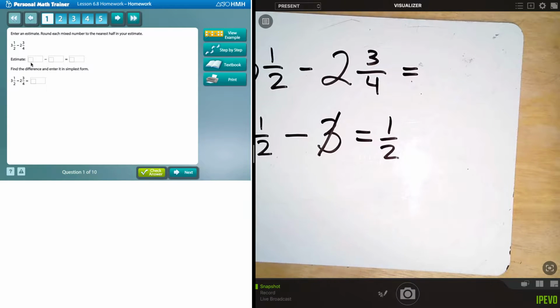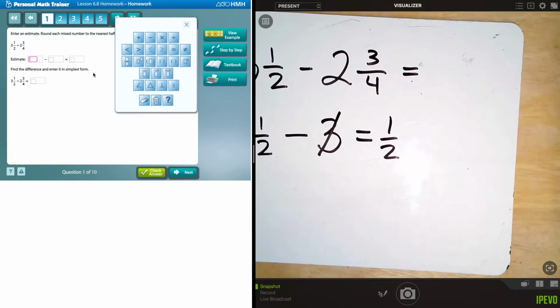All right, and I have to type in here 3 1/2 minus just the whole number 3 equals my estimate, which is the fraction 1/2.